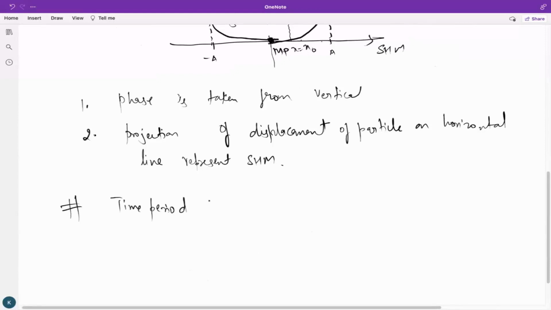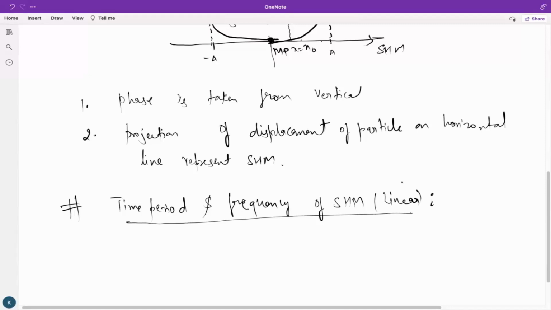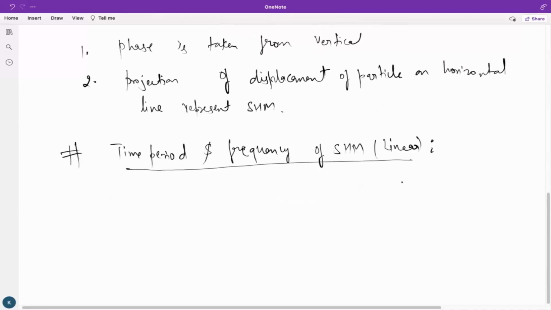Time period and frequency of simple harmonic motions, obviously linear. So actually there are two methods to calculate the time period and the frequency. The first method is the force method, where we try to find the time period using dynamics, and the second is the energy method. We are going to read both methods, but first we proceed to the force method.